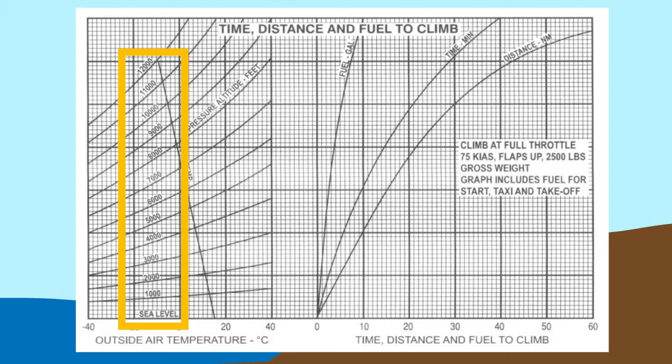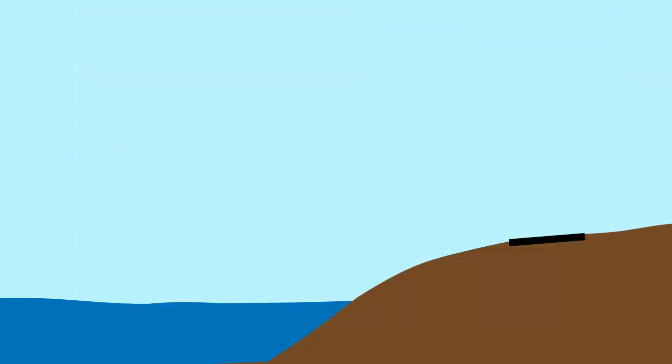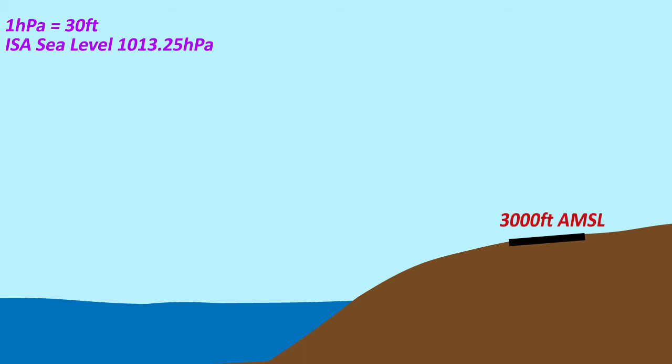Now, how would we calculate pressure altitude? To calculate pressure altitude, we need to write down our rules. Firstly, remember that 1 hectopascal is equal to 30 feet of altitude, and the standard sea level pressure is 1013.25 hectopascals. Let's give you the following example. The airfield elevation is 3,000 feet above mean sea level, and the QNH, which is pressure at mean sea level, is QNH 1024 hectopascals. Note, this information can be obtained from air traffic control and the METAR.